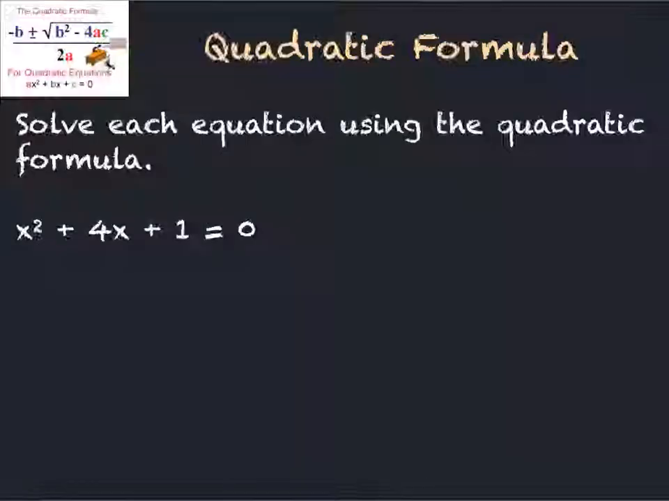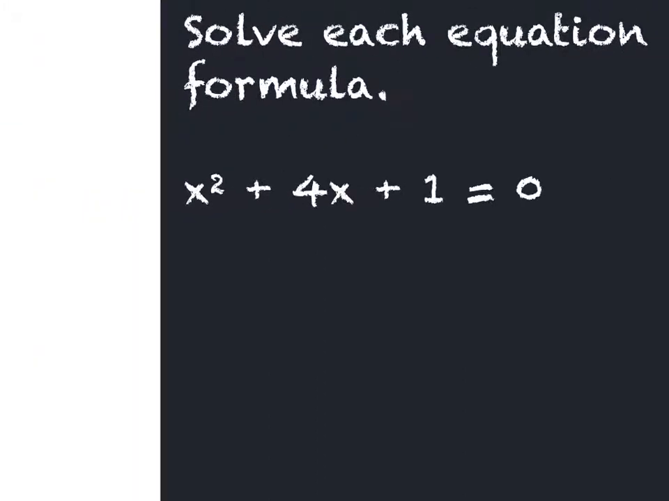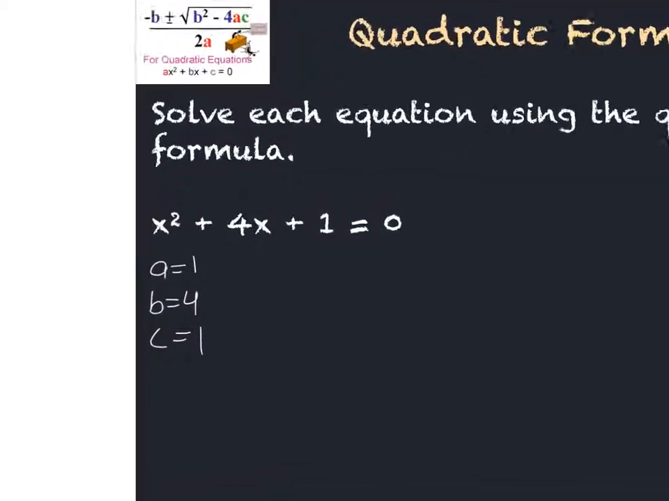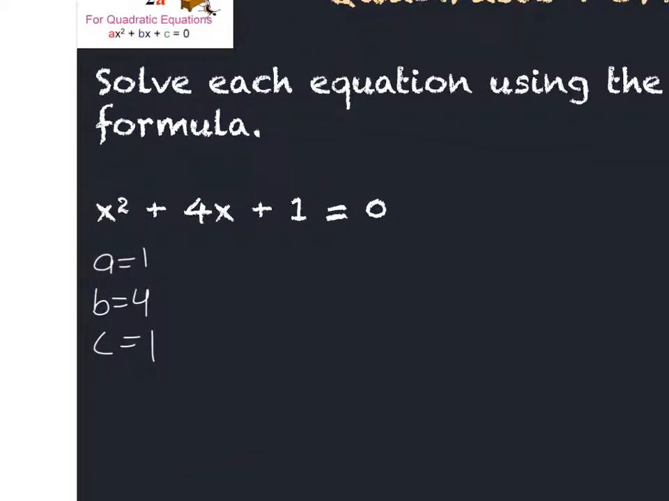One more example. All right, this is already set equal to 0, and it's already in standard form, so we'll just identify our A, B, and C value. A is going to equal 1, B is going to equal +4, C is going to equal +1. All right, so we go ahead and plug this into our quadratic formula.